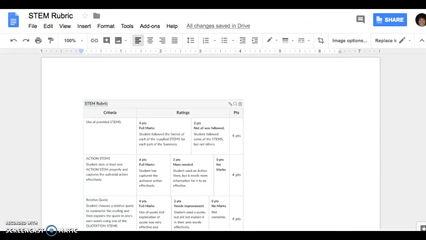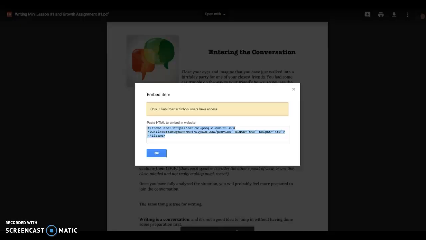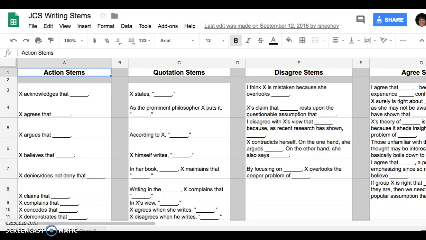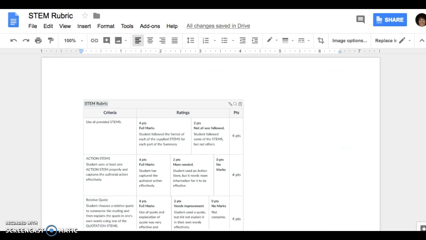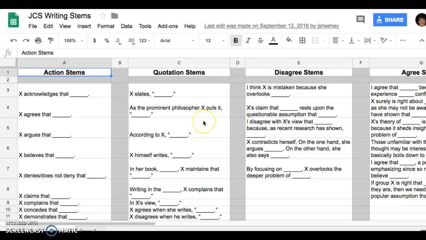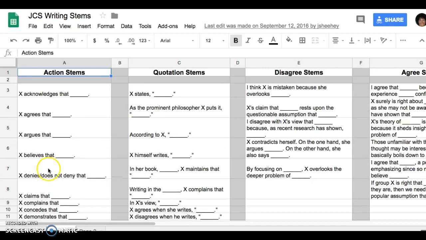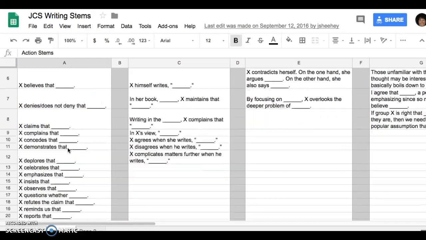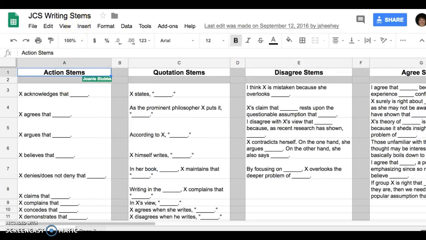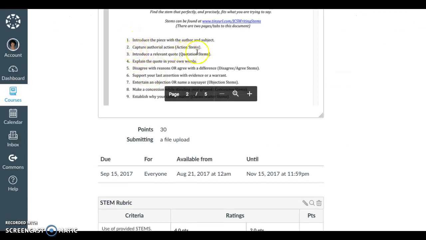Whoops, that's not it. Let's see. I just need to find where I put it. Oh, I just had it. There we go. So these are ideas. Now, you will not be writing one for each one of these. You choose one of these. So you will put X, whoever the author is. Let's say the author's last name is Smith. You'll put Smith acknowledges that blank, or Smith agrees that blank. You're going to use one of these as your action stem.